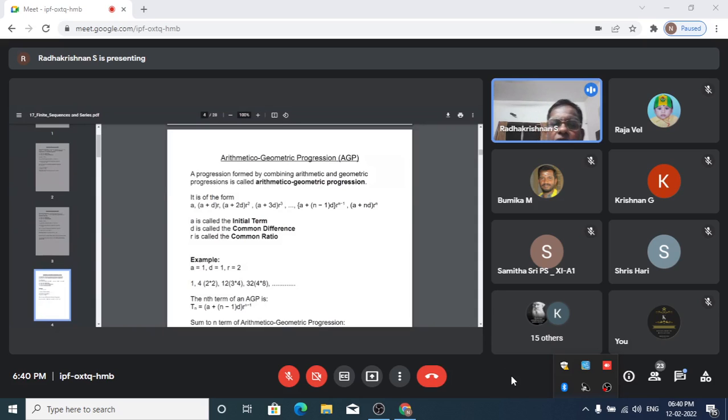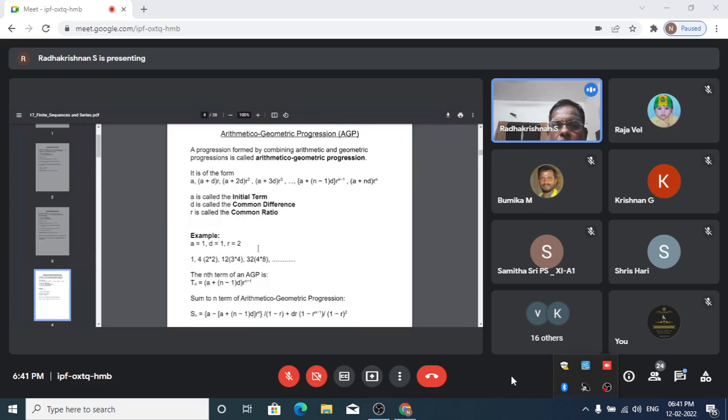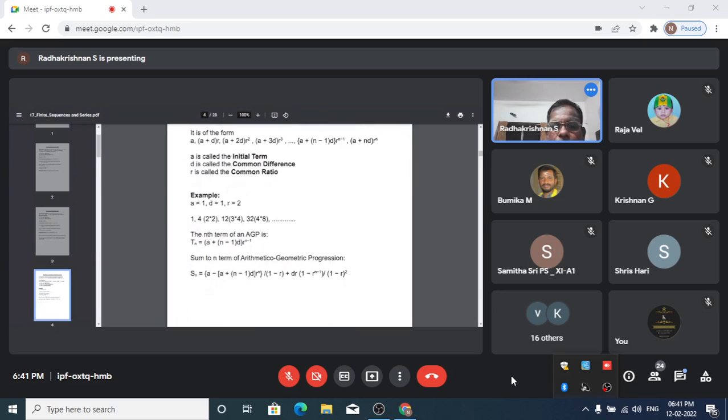So it will be of the form: a is the first term, then a plus d into r, then a plus 2d into r square, a plus 3d into r cube, and it goes on like this. So there will be some addition and also a multiplication. Both will be there, a common difference and a common ratio. So this kind of series is called an arithmetico-geometric progression.